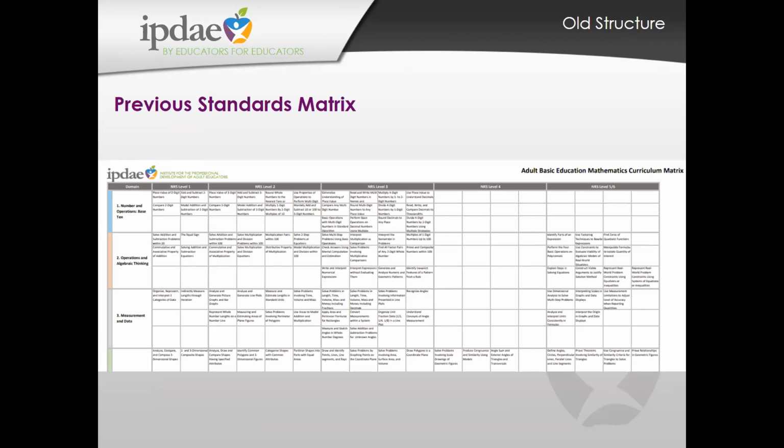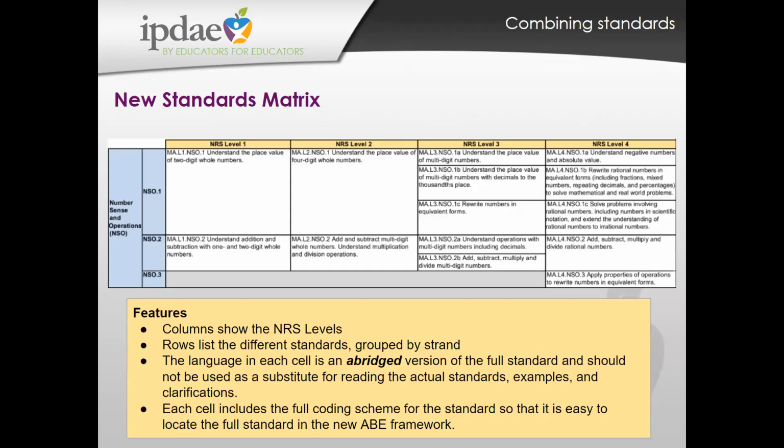So you can see on the left-hand side, it's bucketed by what used to be called domains. Across the top, the columns are labeled by the NRS level. And the impact is loosely connected groups of standards that you can kind of see at each NRS level across each domain. And so I wanted to just show you this so that you could juxtapose and see side by side how the new standards matrix is organized.